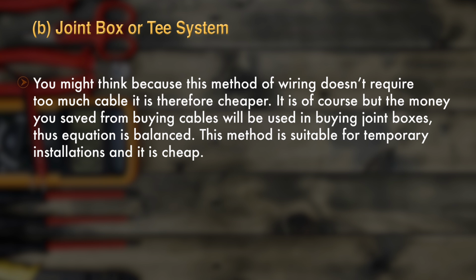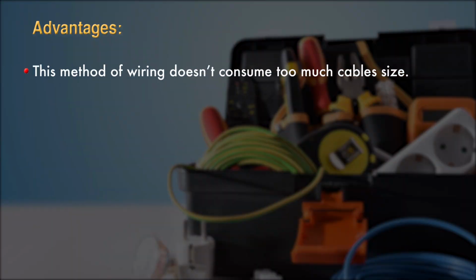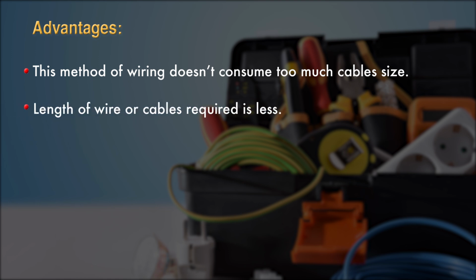Here you can see in this diagram how the joint box or T system of wiring is done. Now we are going to discuss the advantages of this joint box wiring system. The first advantage is that this method of wiring doesn't consume too much cable. The second advantage is that the length of wire or cable required is less. The third advantage is that because the length of the wire or cable is less, the voltage drop is of course very less.